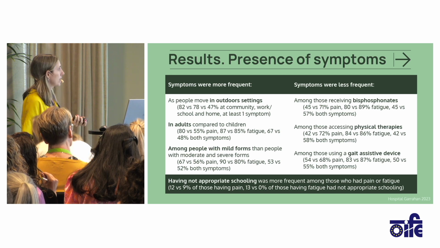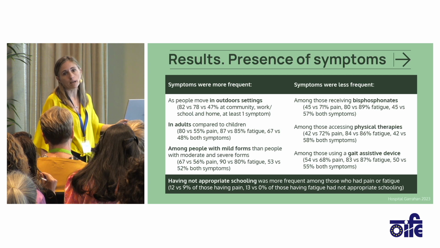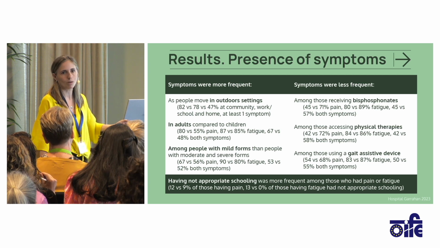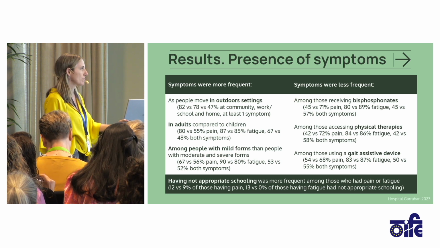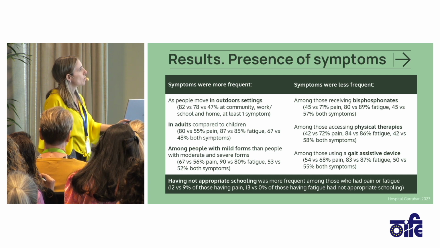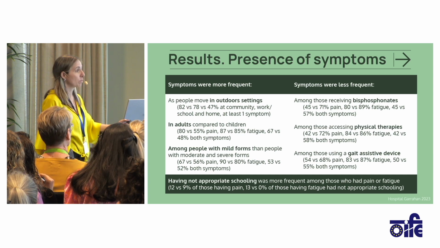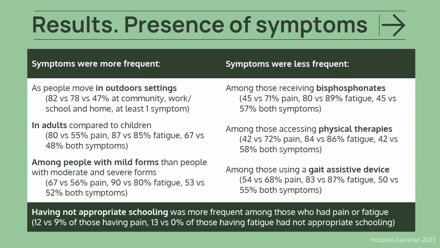We spoke about age many times today, and also in mild forms of the disease. And mild, we are speaking about type 1, but we also asked today what it is to have a mild form. It seems like this was more frequent, but still it was not a significant difference. And the symptoms were less frequent among the ones that were receiving bisphosphonate. We spoke about this today. Among the ones that were doing physical therapies, and unfortunately many of them didn't have access to this, it was least frequent in the ones that had assisted devices.